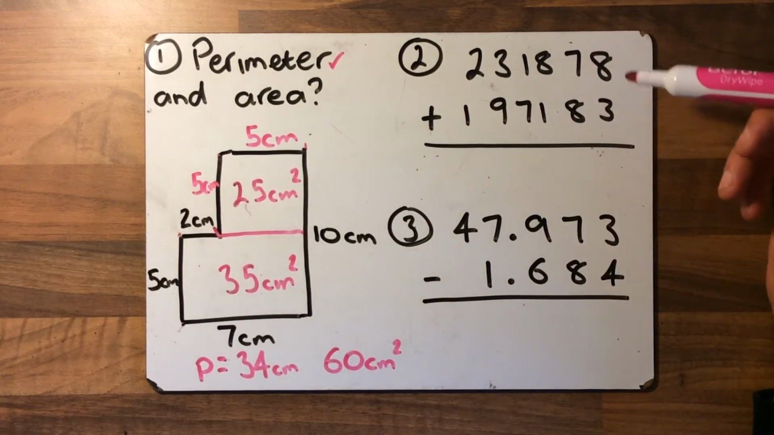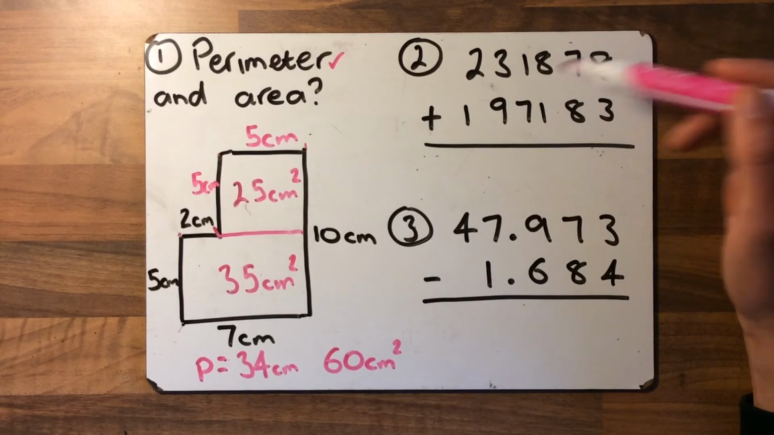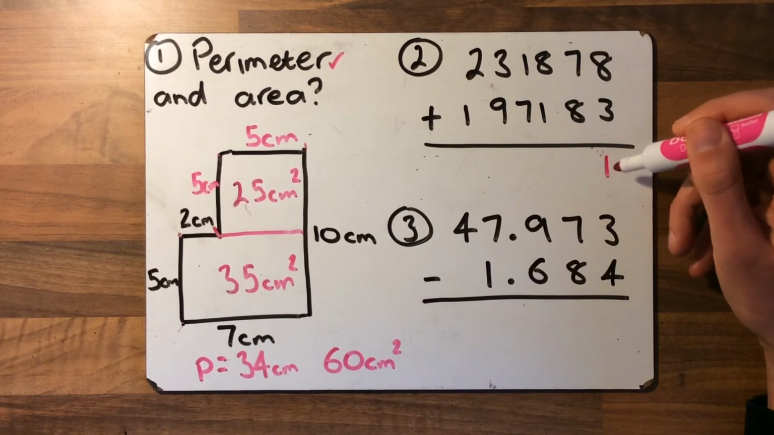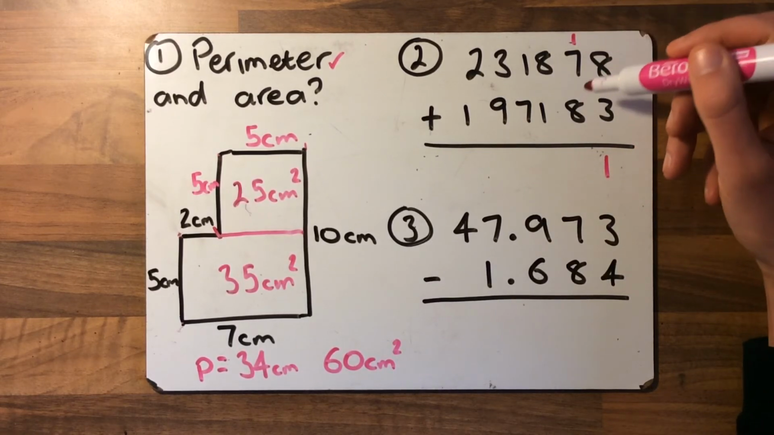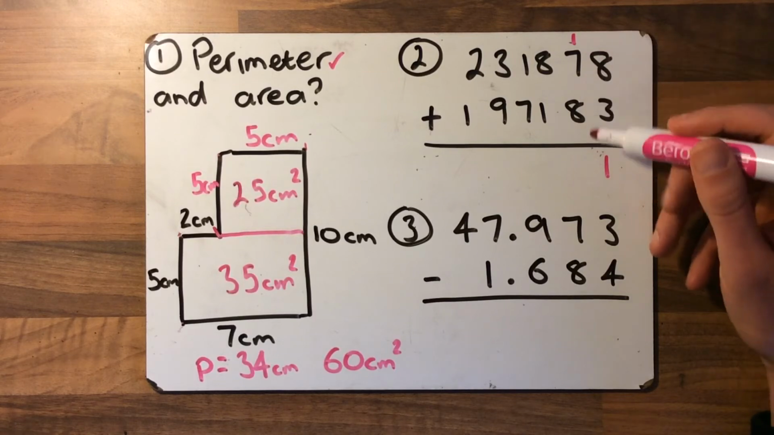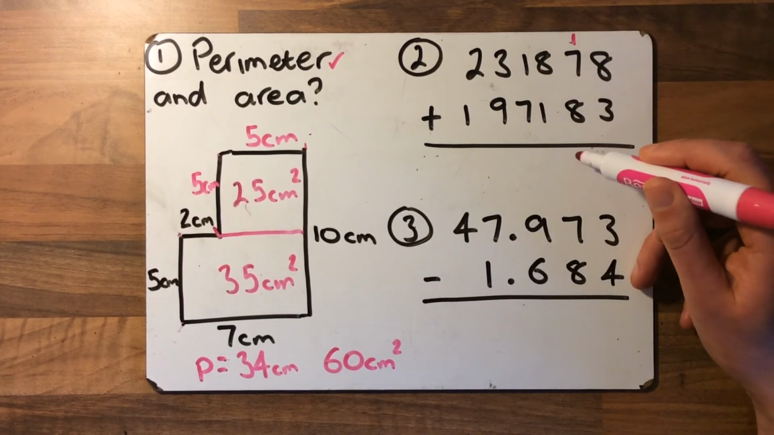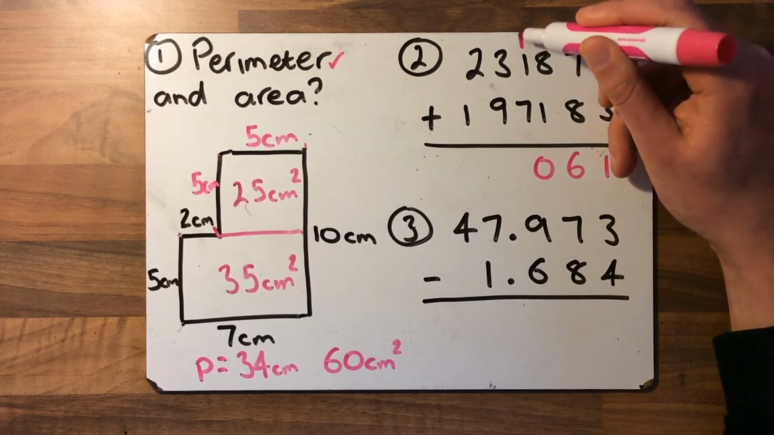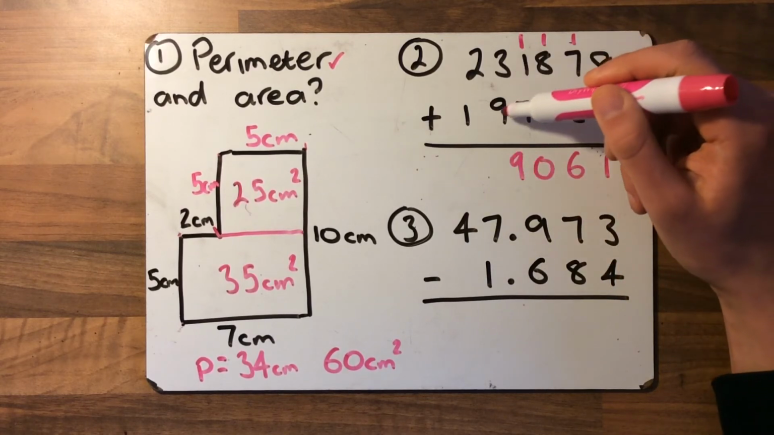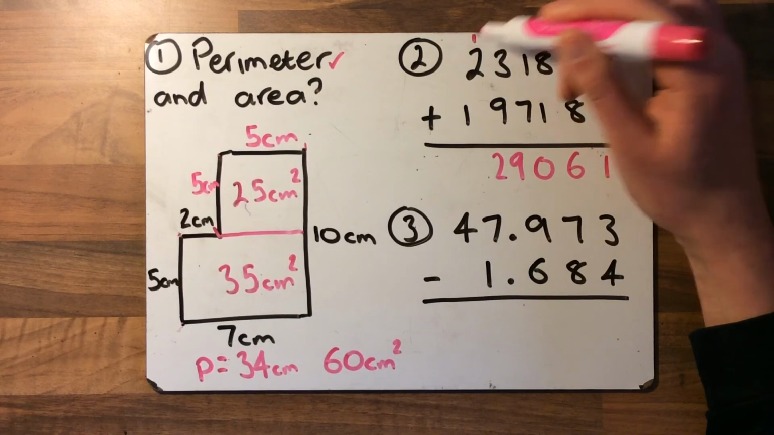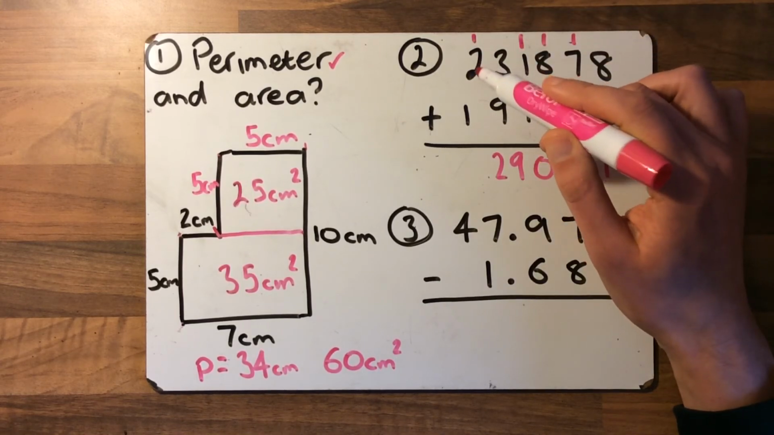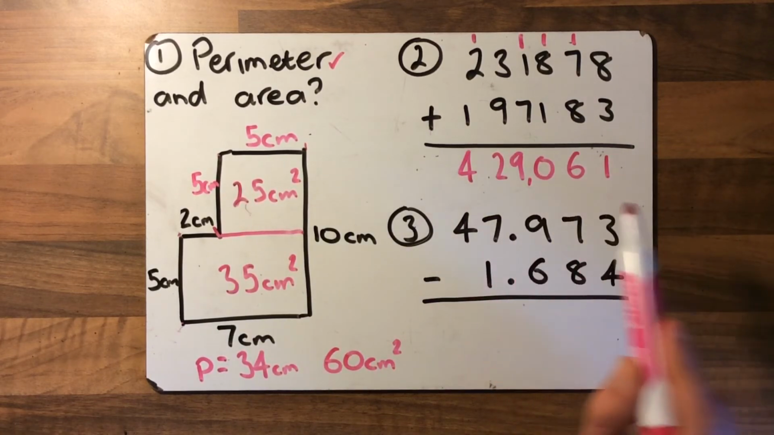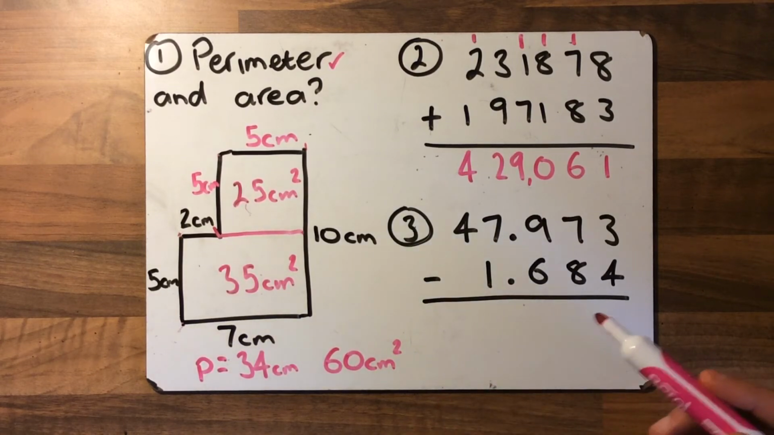Moving on to number 2, it is just a straightforward addition, but it is a 6 by 6 digit addition. So remember, starting from this side, 8 and 3 is 11, the 1 goes there, the other one gets carried over. Then if we add these up, we've got 1, 7 and 8 takes us to 16, and then if we add 8 and 1 and 1 is 10, 0 goes there, the 1 gets carried over, and 9 and 3 is 12, the 2 goes there, the 1 gets carried over, and then we've got 2, 1 and 1 is 4. So our answer, 429,061.